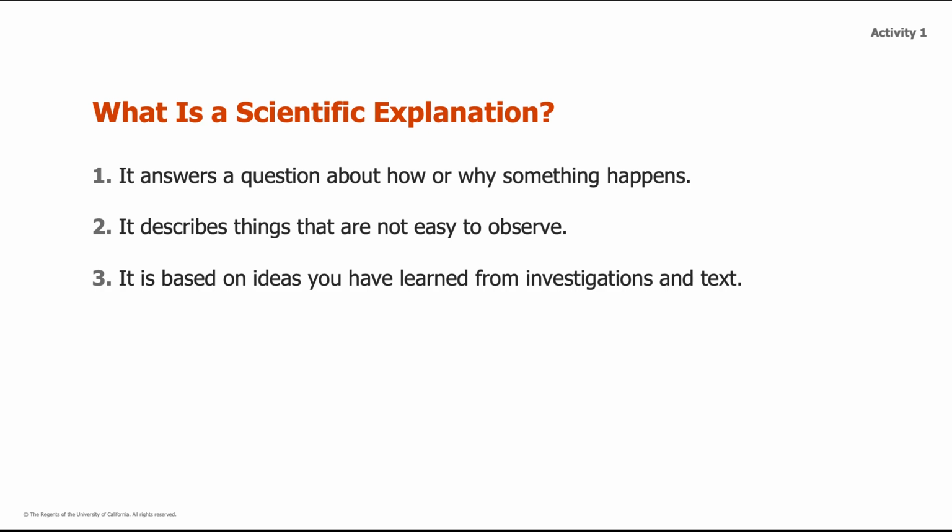2, it describes things that are not easy to observe. One reason scientists write explanations is to help people understand what they may not be able to observe. It is not easy to observe what is happening to the grove snail population over time. No one person can observe every snail all day long for 10 years. 3, it is based on ideas you have learned from investigations and texts. We have been learning what makes organisms more likely or less likely to survive by investigating and reading. And we're going to use all that knowledge today while writing our scientific explanation.